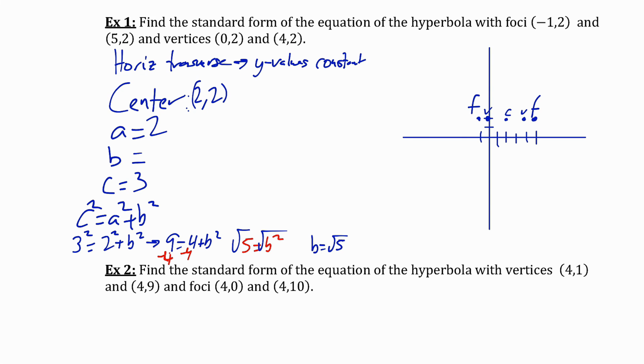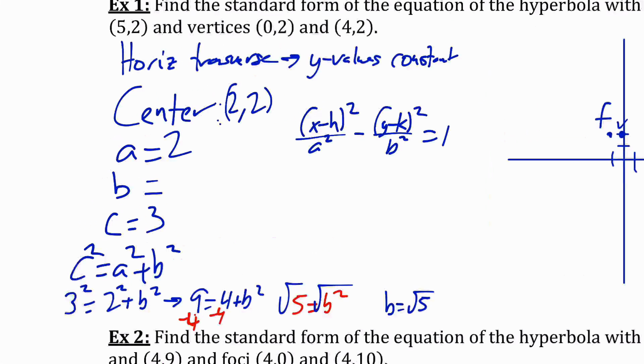Now, since this is a horizontal transverse axis, we're going to use the equation x minus h squared over a squared minus y minus k squared over b squared equals 1. Plug in what we know. H and k, I didn't label it, but remember, those are the x and y coordinates of your center. So we have x minus 2 squared over our a value, which was 2, also being squared, minus y minus the k value, which also coincidentally is 2, squared over our b value, which is the square root of 5, that's being squared. All that equal to 1.